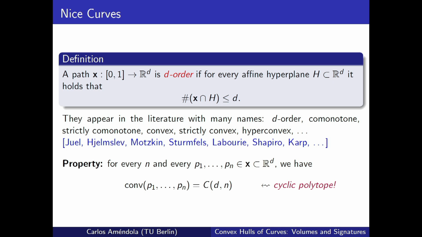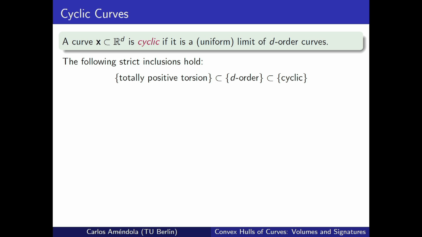So if you like discrete geometry, if you like polytopes, that's a nice connection. Okay, so we actually extend this a little bit more, and we talk about cyclic curves, and cyclic is just the uniform limit of the order curves. So you just take the limit of the order curves, and then we call this cyclic. And we actually have then this kind of strict inclusion. So cyclic is like the most general.